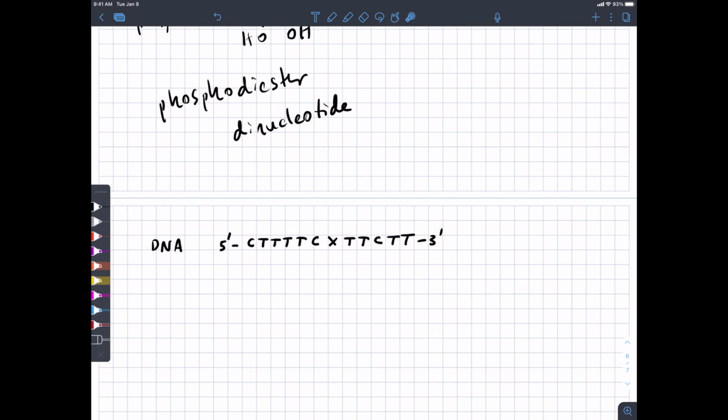So next time we're going to write the sequence that's complementary here. I've on purpose put an X here because we're going to show you how the stability of a DNA duplex varies when we change this group right here.